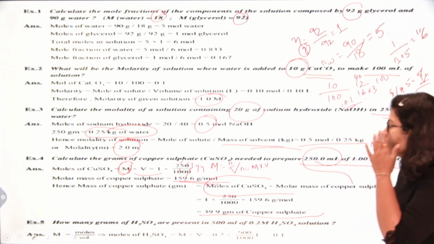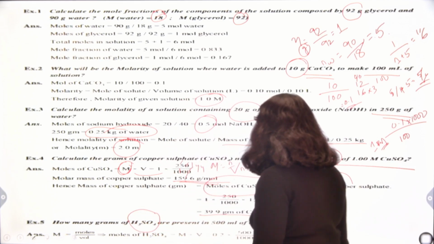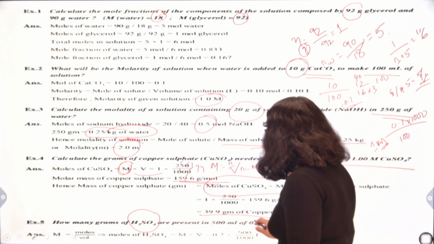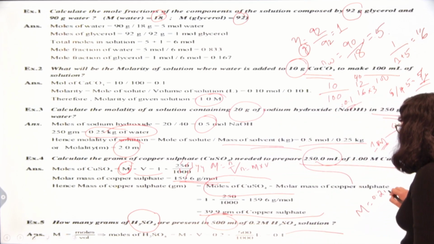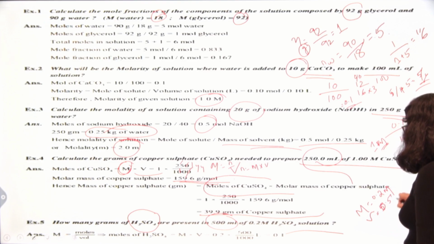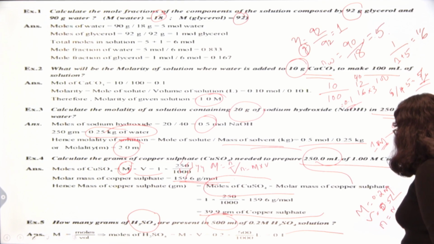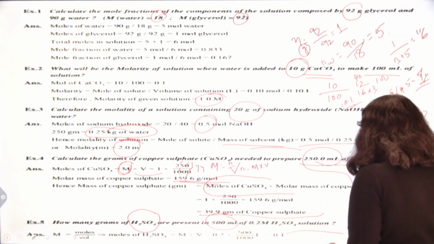Next is, how many grams of H2SO4 are present in 500 ml of 0.2 molar H2SO4 solution. Same again, here you are given the molarity as 0.2 molar and the volume as 500 ml, which is 0.5 liters. Now if I calculate the number of moles, then number of moles equals molarity into volume, which is 0.5 into 0.2, it comes out to be 0.1. Number of moles comes out to be 0.1.